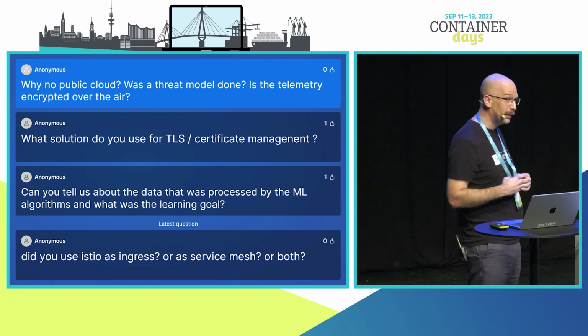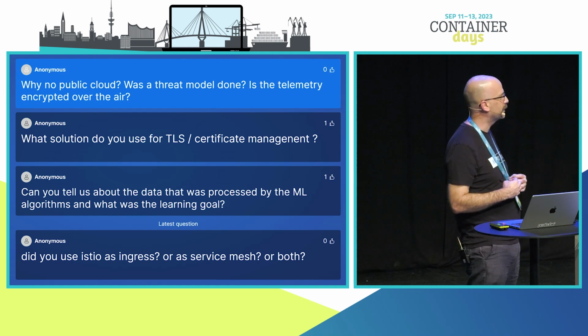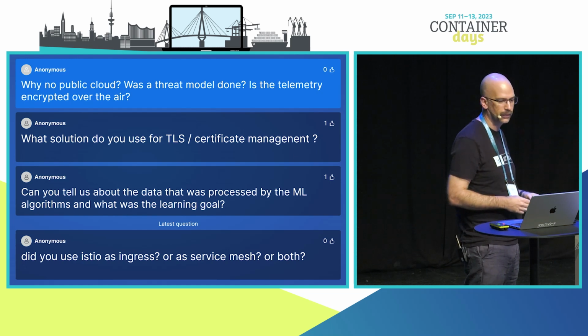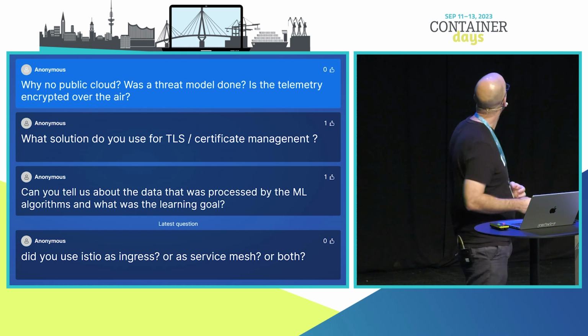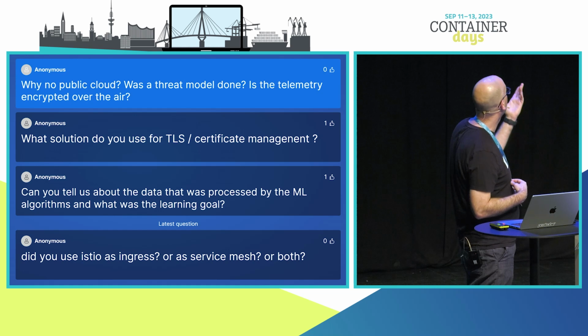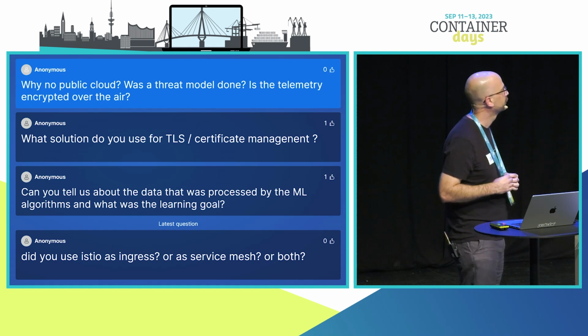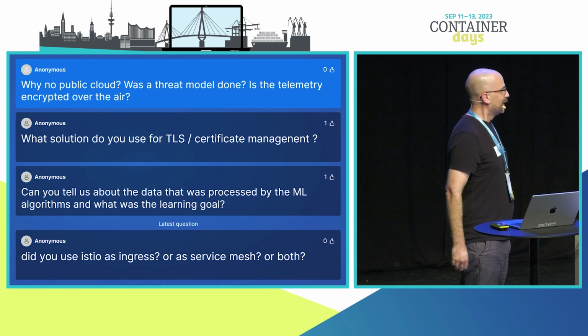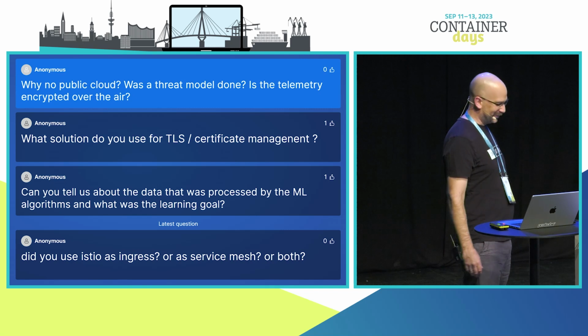So why no public cloud? Here our hands are kind of tied, because this is a requirement that's imposed on us by the European Space Agency. So yeah, we can't do it. And I don't know about the threat model. No idea how they came to that conclusion. It's one of those requirements which was given to you and you have to accept. Yes, exactly. Fair enough.